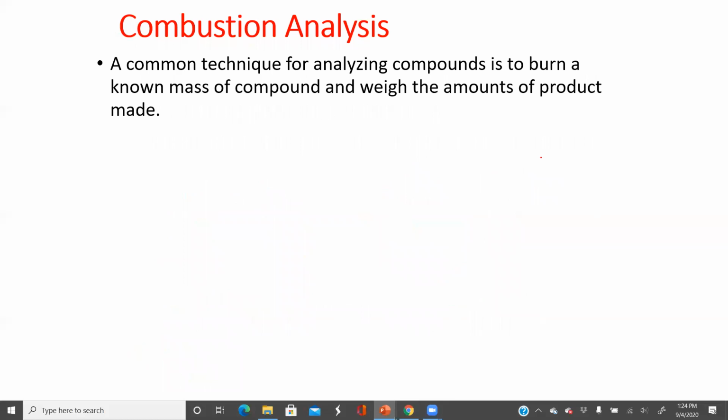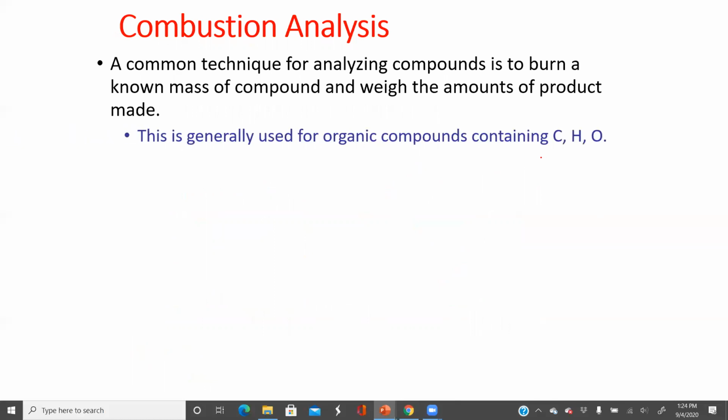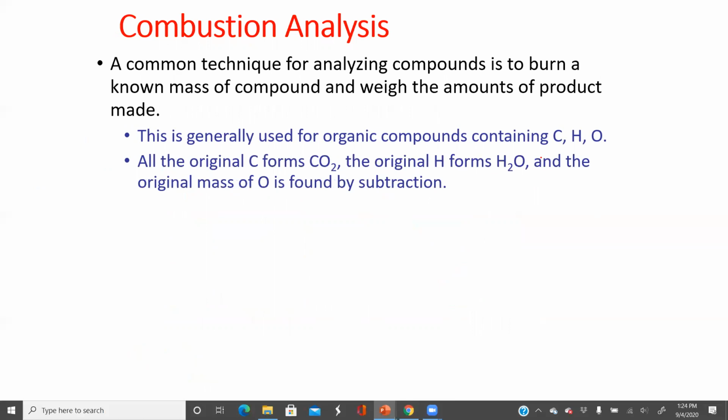Combustion analysis is a common technique. We burn a fuel source and then we weigh the amounts of products produced. Generally, we're using organics, again carbon, hydrogen, and sometimes also oxygen. All of the original carbon is converted to CO2, and the hydrogen to H2O. If there is also oxygen in the fuel source, we'll have to subtract the masses of carbon and hydrogen from the original mass of the fuel source to get the mass of oxygen. Then from the mass of oxygen, we convert that to moles to get the mole ratio.